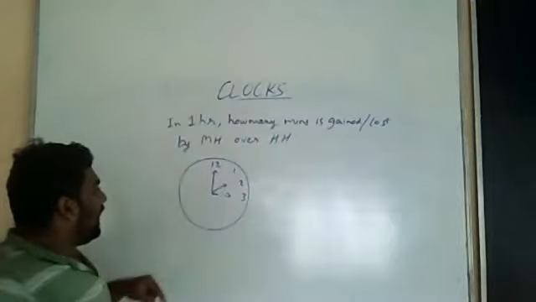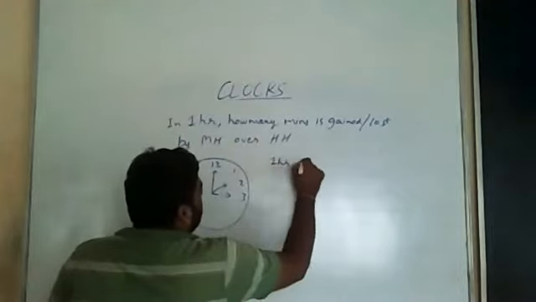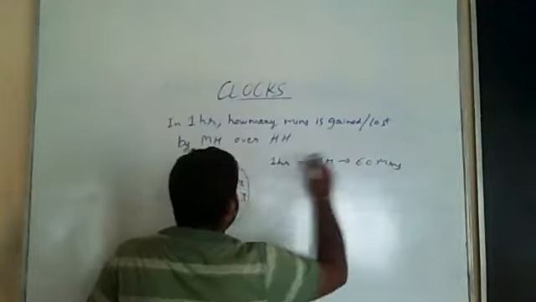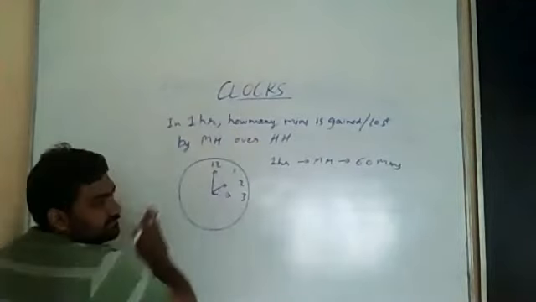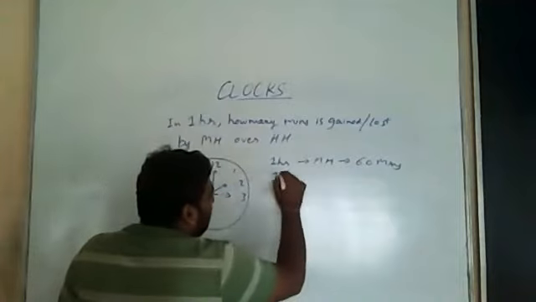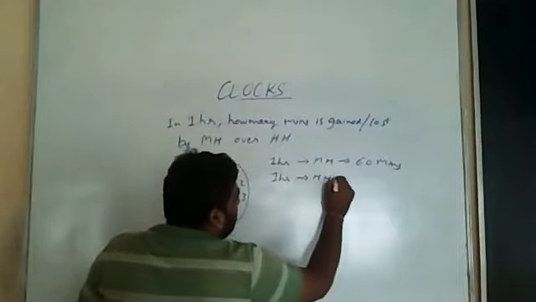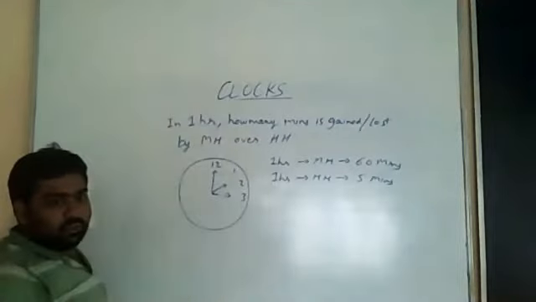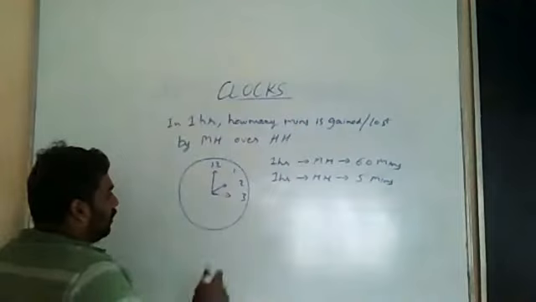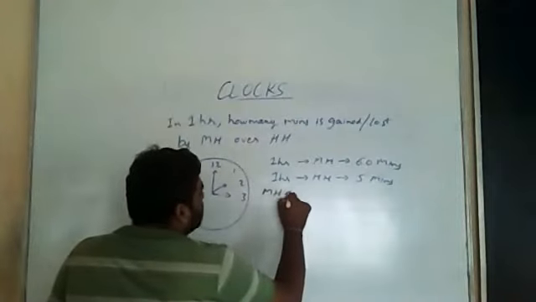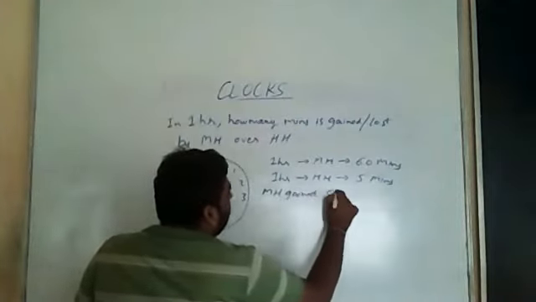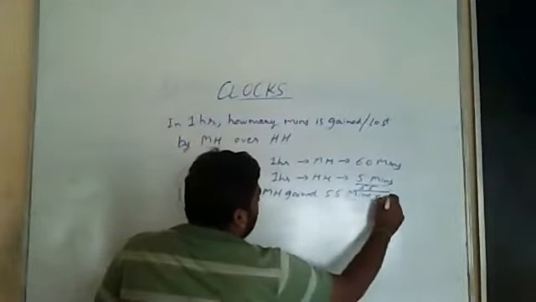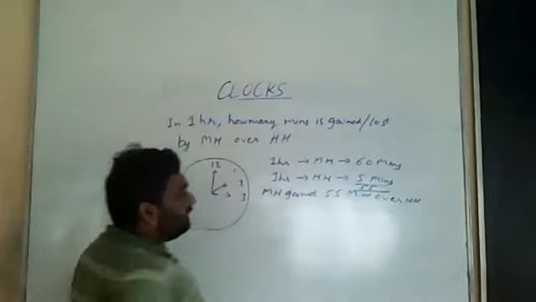Correct? In 1 hour, the minute hand has traveled 60 minutes. In the same 1 hour, the hour hand has traveled 5 minutes. From 2 to 3 is 5 minutes. So, the minute hand has gained 55 minutes over the hour hand. Do you agree with this?